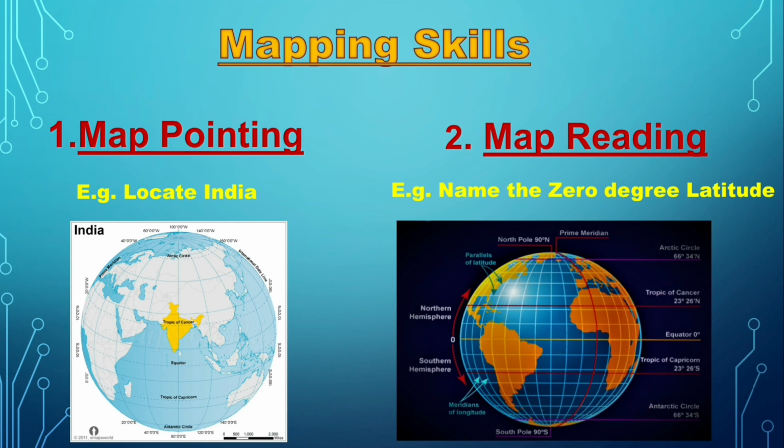For example, name the 0° latitude. It's already given in this map. You have to locate it. So this is the 0° latitude and it is called the equator. The answer will be here in this map itself. We have to find that one.